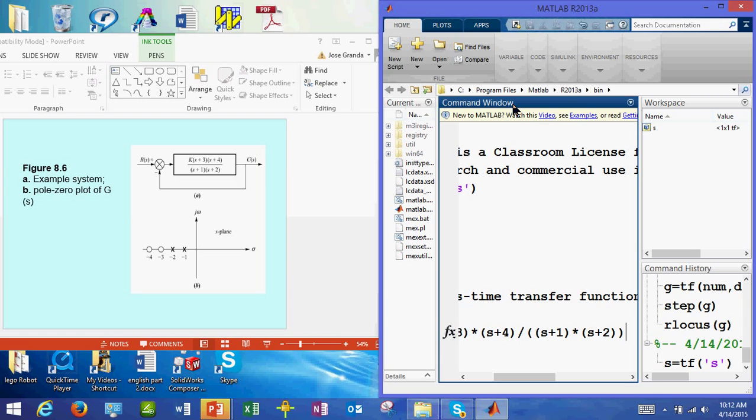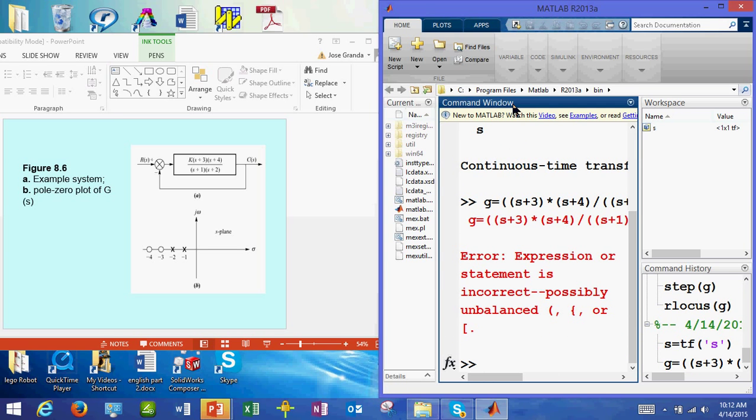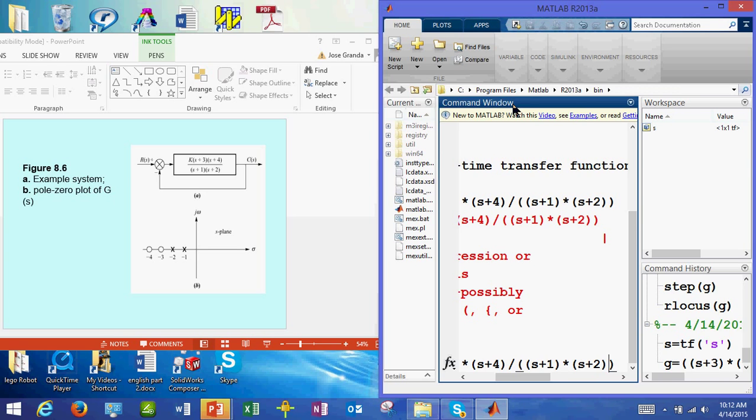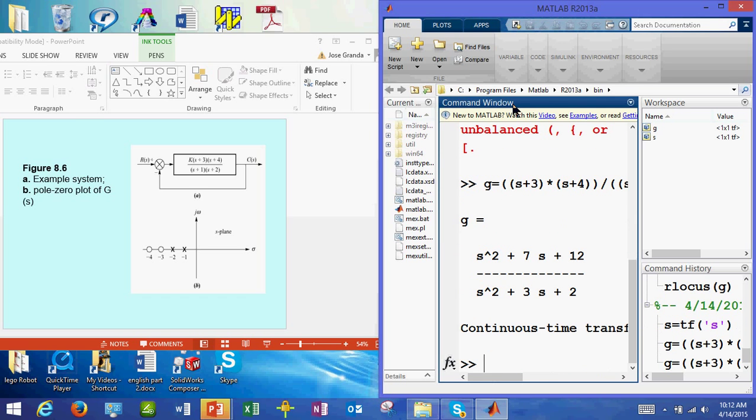So if I do this, what happened? And I have a little mistake in there. One parenthesis is wrong, and I believe I am missing one in here. Well, I mean, professors are not perfect, so you're always supposed to make mistakes too. But here is the transfer function.